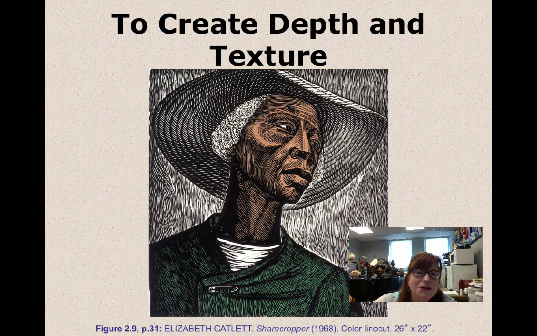And then lines also can create depth and texture. So this is by Elizabeth Catlett. This is called Sharecropper from 1968. Elizabeth Catlett did a lot of works that were prints. This is a print. And in this particular type of print, it's hard to do shading in any kind of subtle way. So you need to use line to create any depth or texture that you want. So you can see it in the texture of the sharecropper's hair. You can see it in the texture of the hat. They also, in the background, create a sense of depth.